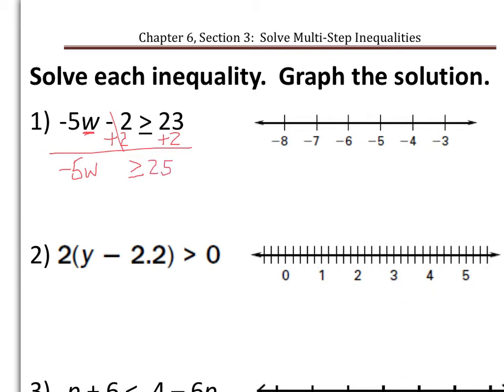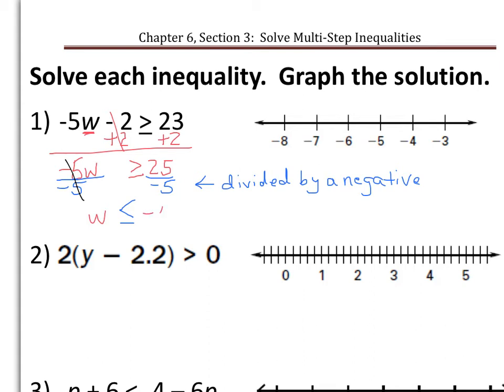And w is being multiplied by -5, so we're going to undo that multiplication with division. And notice we divide by a negative. And that is one of 2 cases where we have to switch that symbol. So we've got these canceling, and we have w, and I'm going to change that greater than or equal to to less than or equal to. And a positive 25 divided by negative 5 is negative 5.